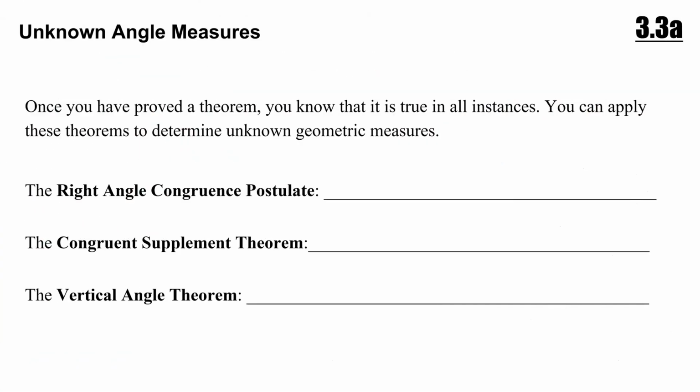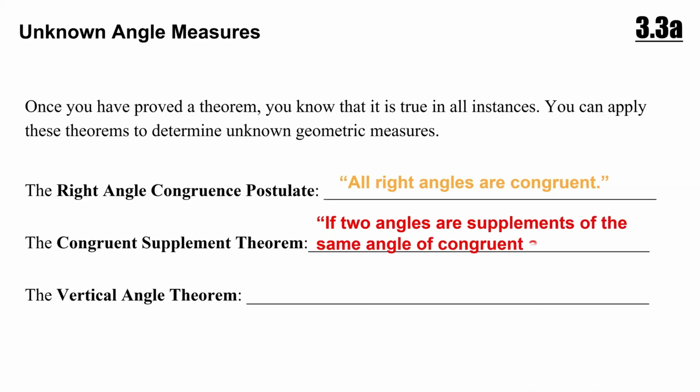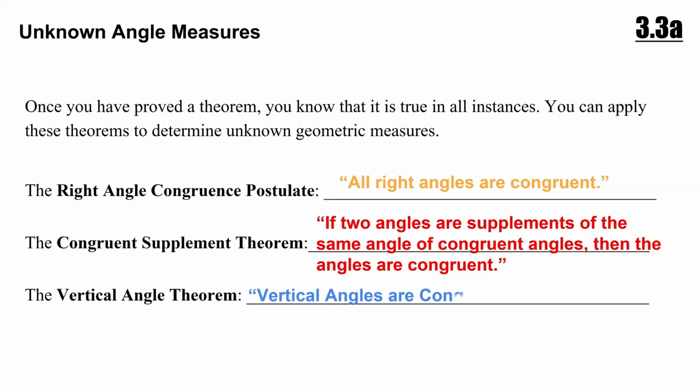Once you have proved a theorem, you know that it is true in all instances. You can apply these theorems to determine unknown geometric measures. The right angle congruence postulate states, all right angles are congruent. The congruent supplement theorem states, if two angles are supplements of the same angle or of congruent angles, then the angles are congruent. The vertical angle theorem states, vertical angles are congruent.